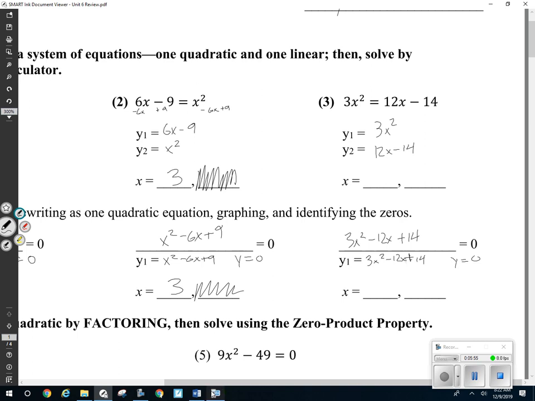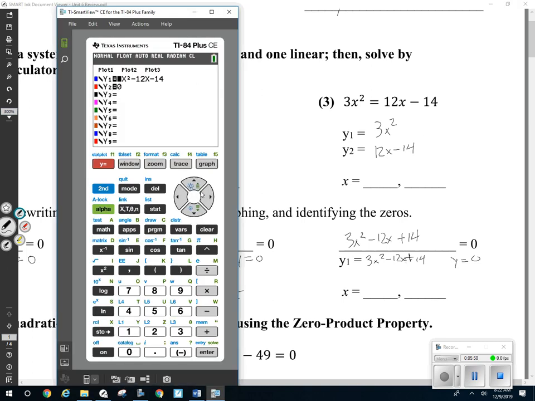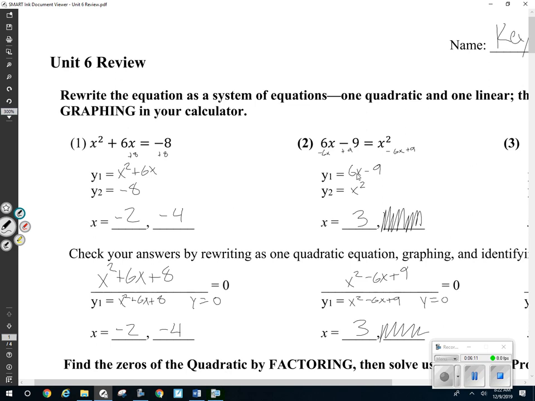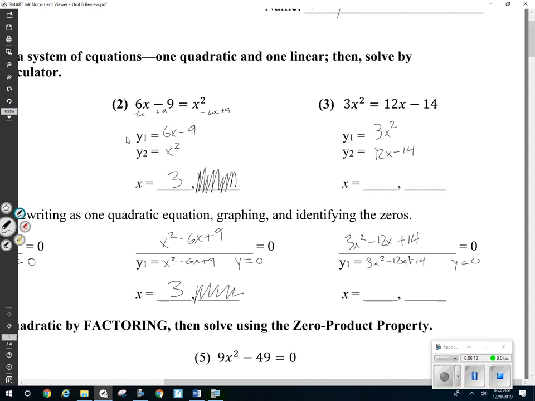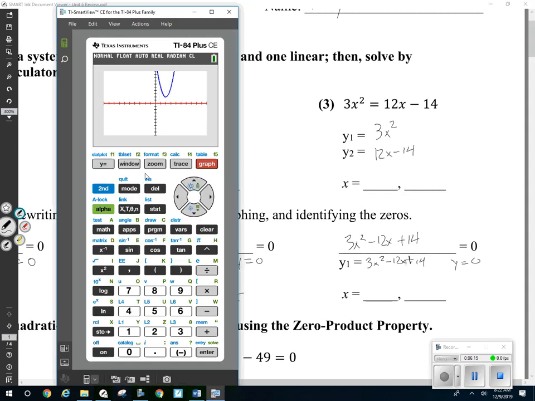My apologies. So this should be a plus 14. Oh, doesn't look like it intersects at all. Now, if we get to this situation where they don't look like they intersect, we do have solutions, but the solutions are going to be imaginary. There's no way to find imaginary solutions using your calculator.